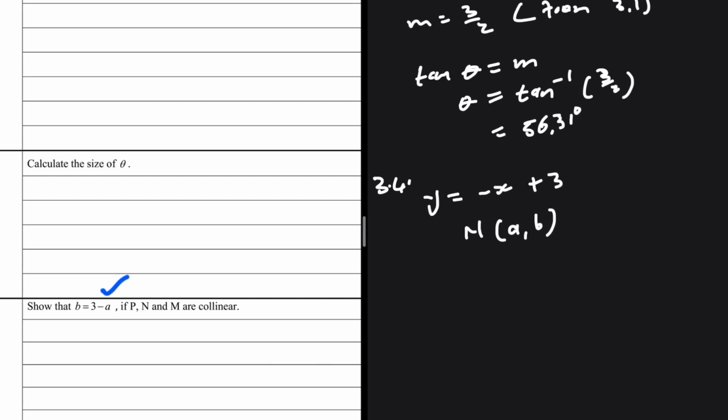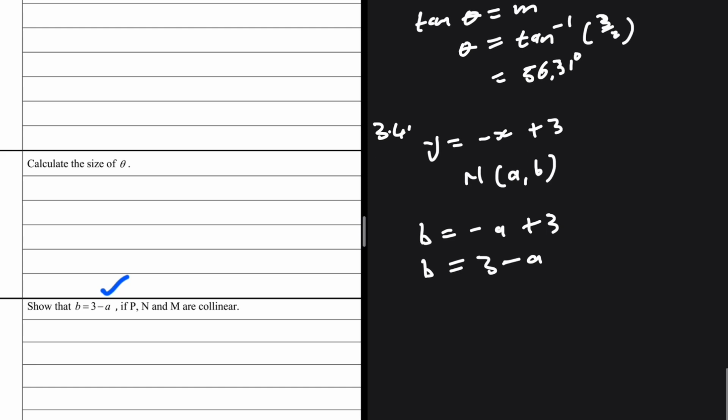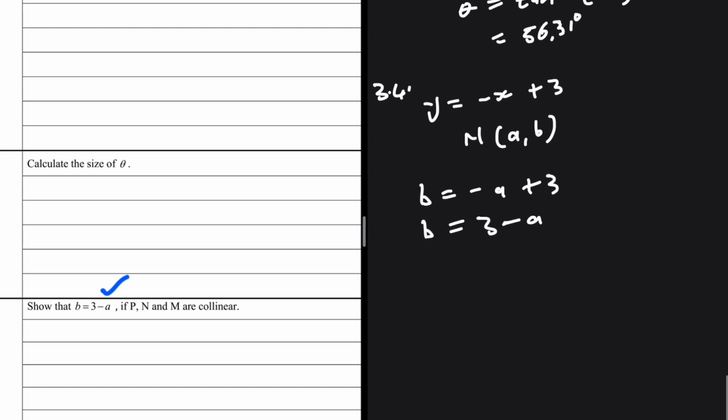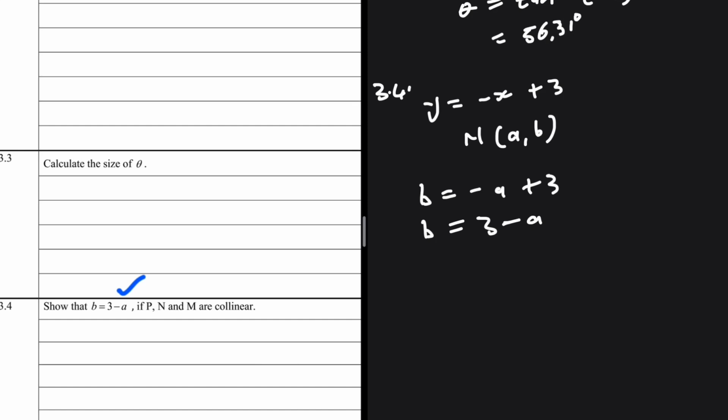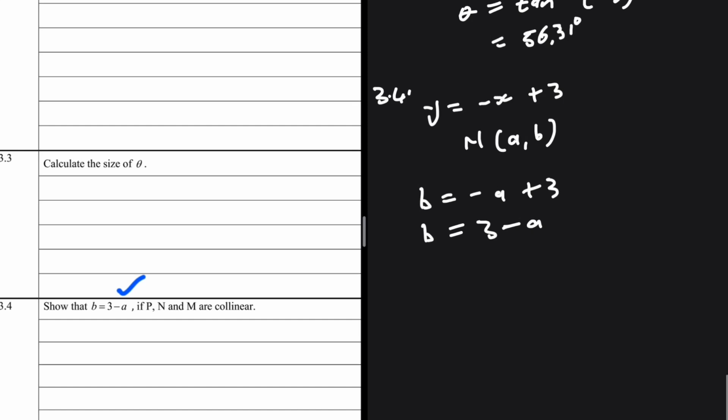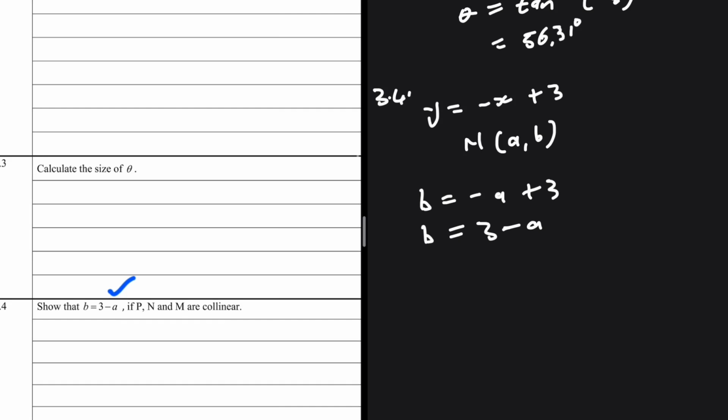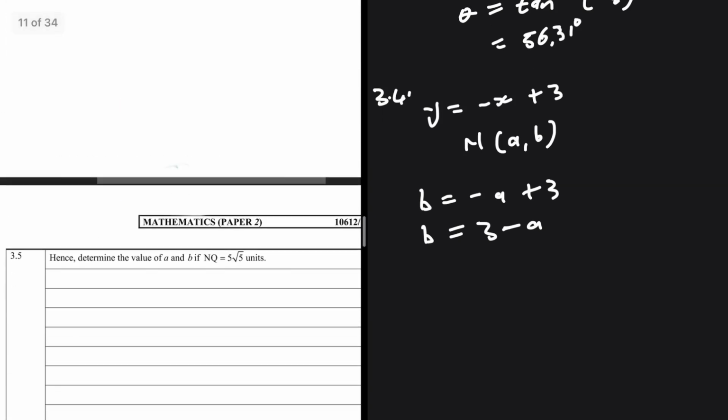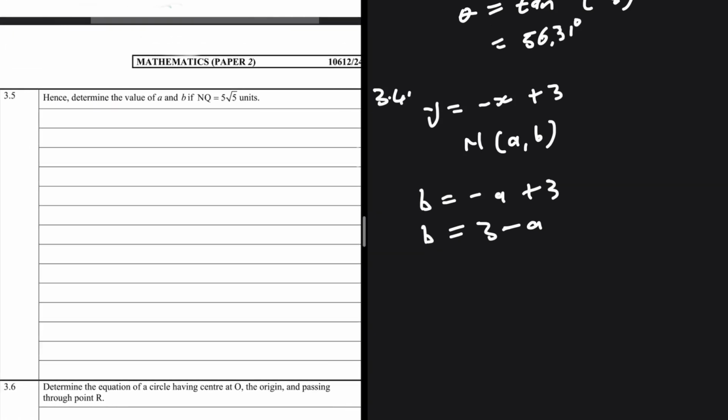So if we substitute these, in place of Y, we have B. And in place of X, we have A. And then plus 3. Obviously, we can rewrite these as 3 minus A, because addition is commutative, order does not really matter. So there we go. That is actually what you're supposed to show in 3.4. I would be really interested if somebody has solved this question and used a different approach, because this seems to be the obvious one. So 3.4, another easy one. 3.5, maybe something to think about.